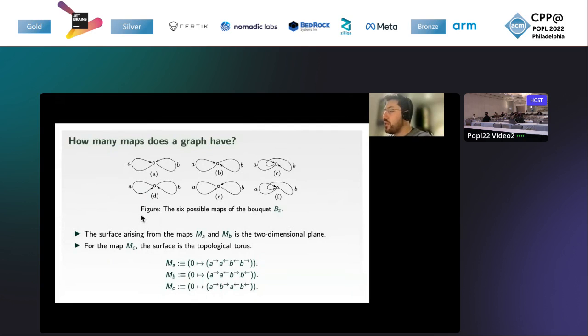I also need to mention that some of these maps are equal, so there are actually just 3. I'm only interested in the maps that define the surface of the sphere. So the question is, how can I characterize those?